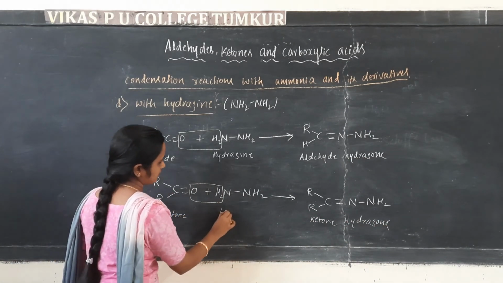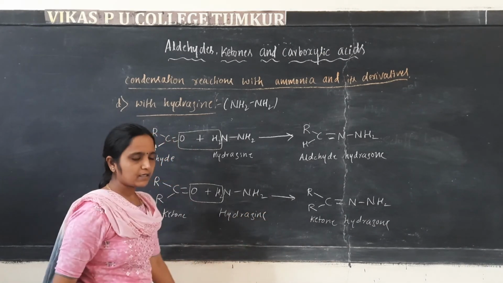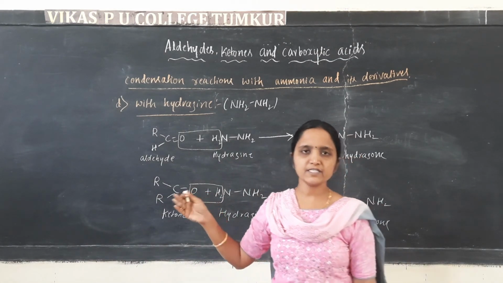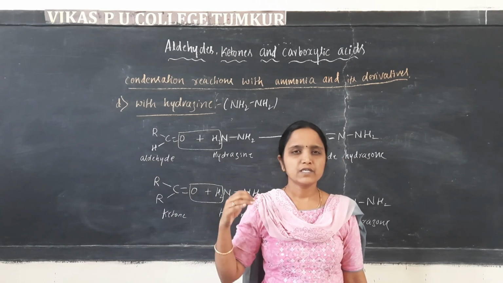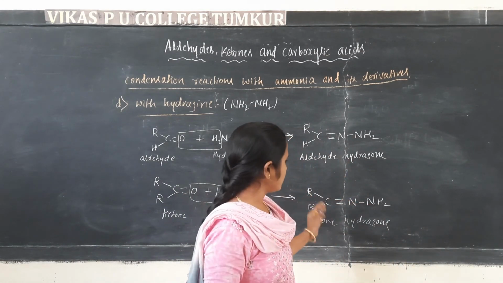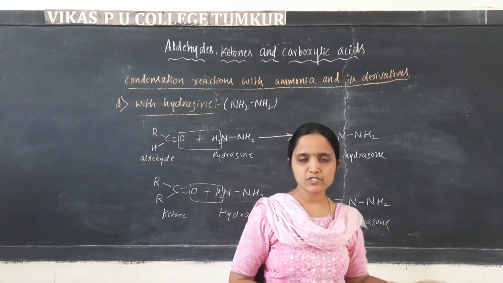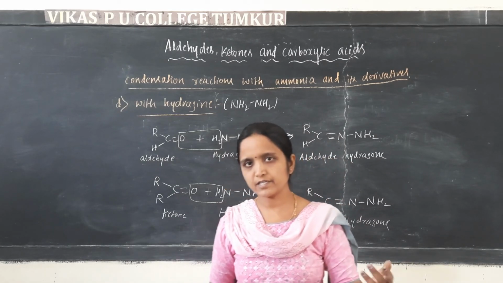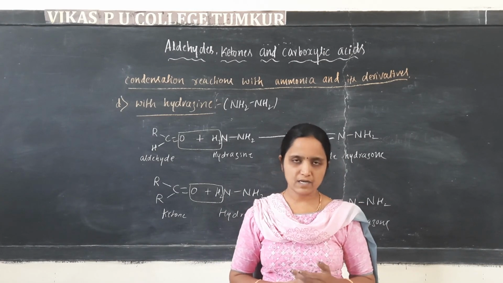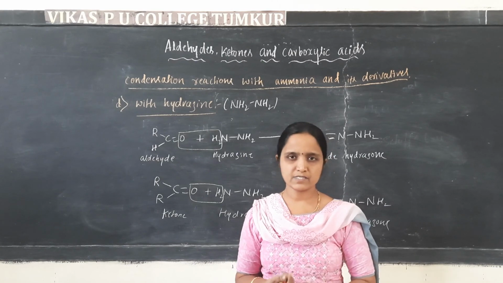You should keep in mind here that the aldehydes react with the hydrazine to form aldehyde hydrazone. If the ketone reacts with the hydrazine, it is going to form ketone hydrazone. This is about the condensation reaction with ammonia and its derivatives. Some other derivatives are there, such as phenylhydrazine. Then also 2,4-DNP we will discuss in the next class.